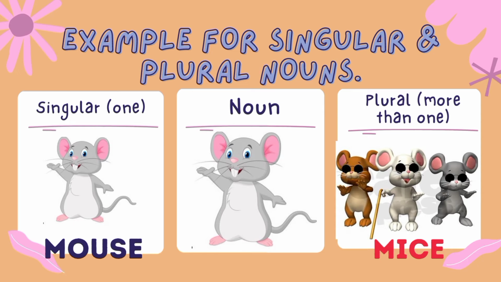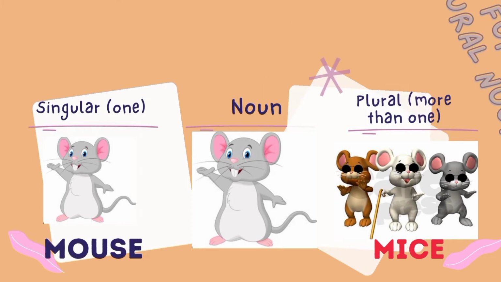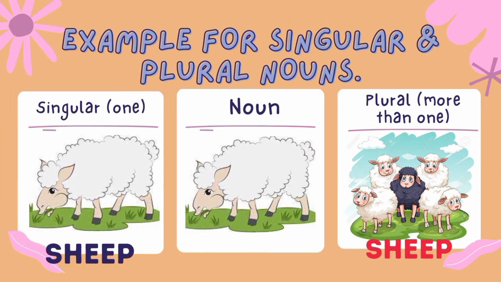The next example is mouse. For singular, we call it as mouse. But if it is more than one, which is plural, we call it as mice. M-I-C-E. The next example is sheep. For singular, we call it as sheep. And for plural, which is more than one, we also call it as sheep.